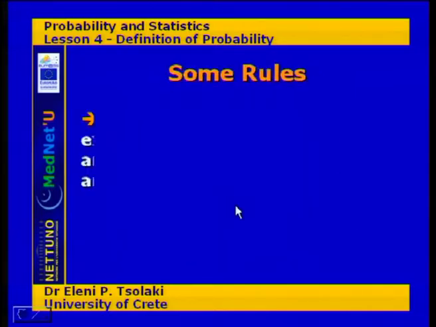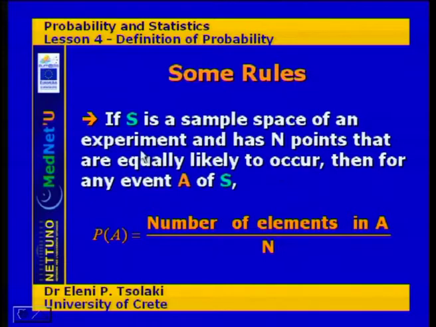Another rule is that if S is a sample space of an experiment and has n points that are equally likely to occur, now we can talk about equally likely events to occur because we have defined probability, then for any event A of S, the probability of A equals the number of elements in A divided by the number of elements of S.